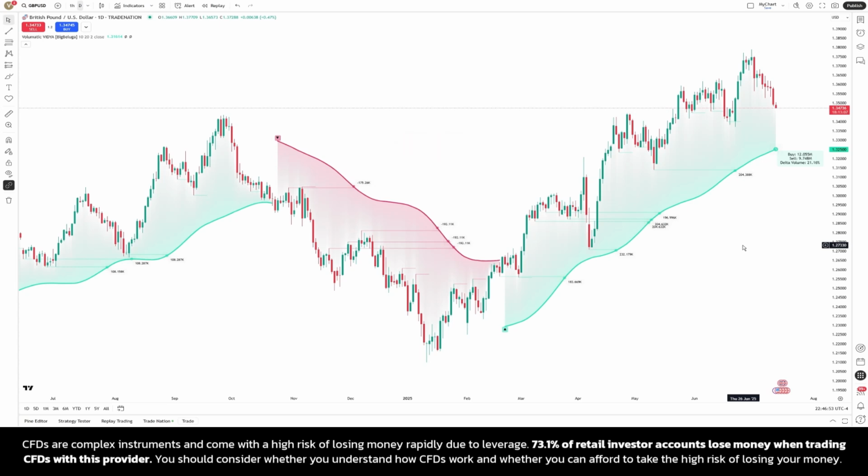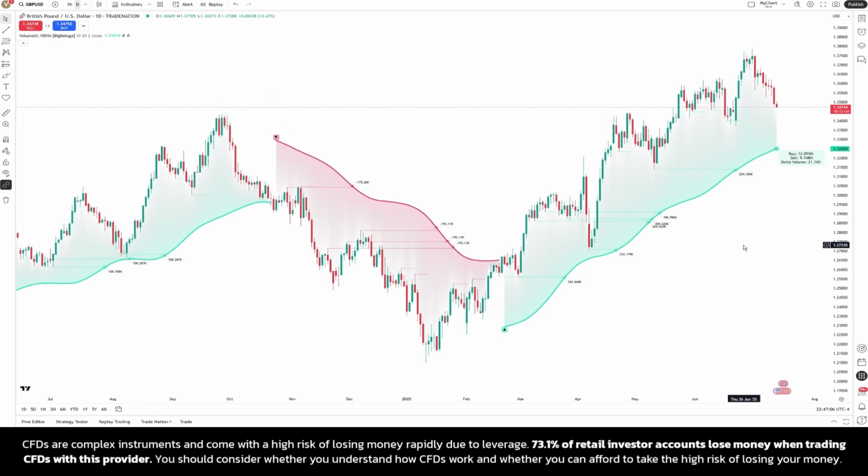Now add in the ATR-derived bands that wrap around the VIDYA line. As price crosses these thresholds, trend direction flips. The indicator resets its bias and recalculates liquidity zones accordingly.